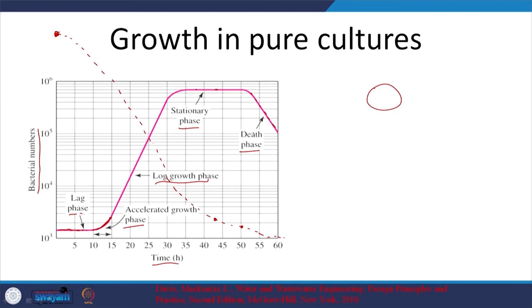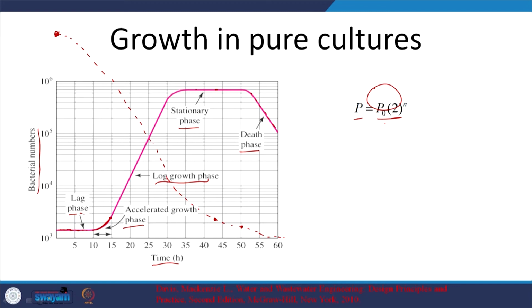But in a continuous flow system, you are going to try to see to it that you provide food continuously. There will be some decay, but that is a different aspect, let us say. So, we are going to look at this log growth phase. So, this is how bacteria can grow. I believe we have a relevant numerical problem later.